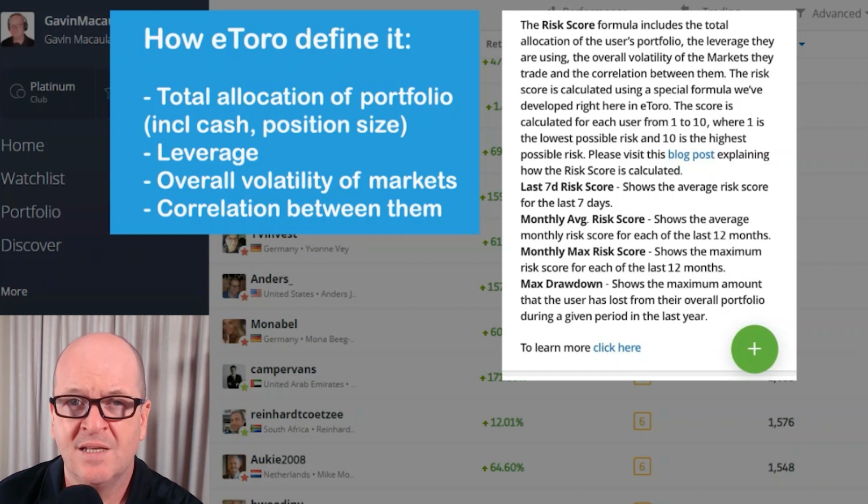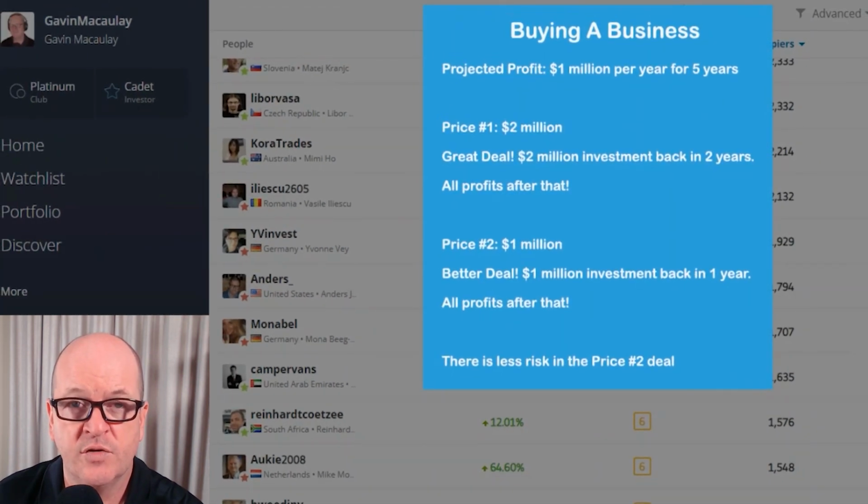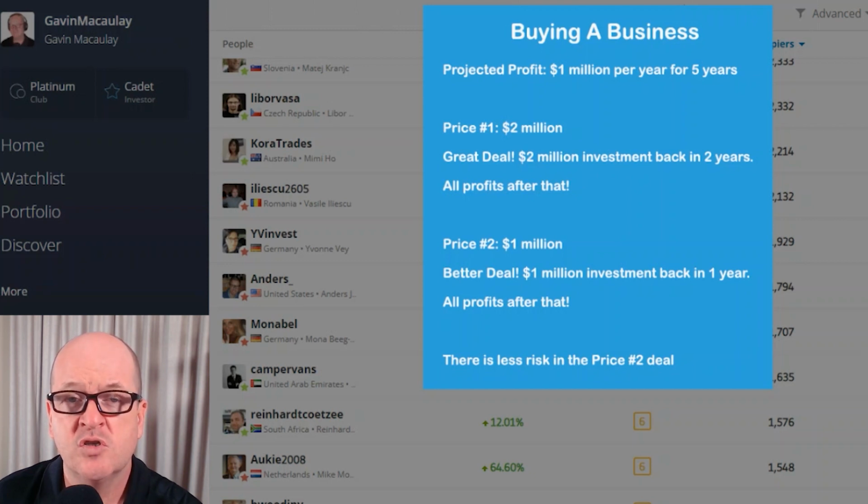The reality is, it's mostly an indicator of volatility. When the market drops suddenly and significantly, everyone's risk score shoots up. Why? Because the algorithm detects this movement as an increase in volatility. This can be a bit strange. Imagine you want to buy an entire business that you're confident will make $1 million every year for the next 5 years. There is always going to be some risk in this investment. You might be wrong. So if it costs you $2 million, that's a good deal, right? You make your money back in 2 years.